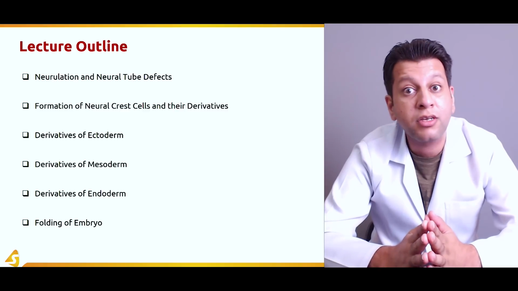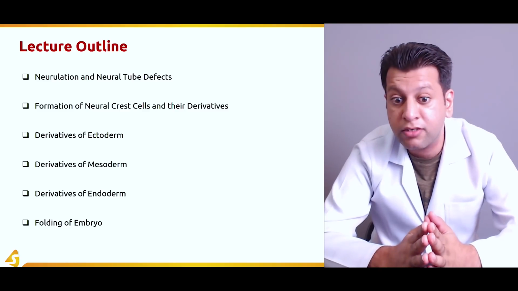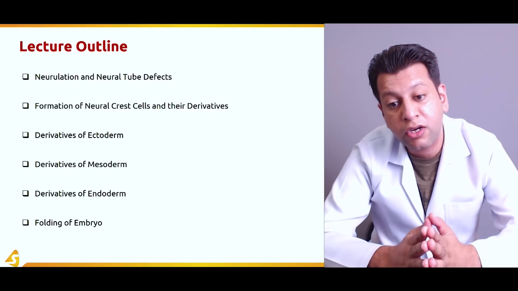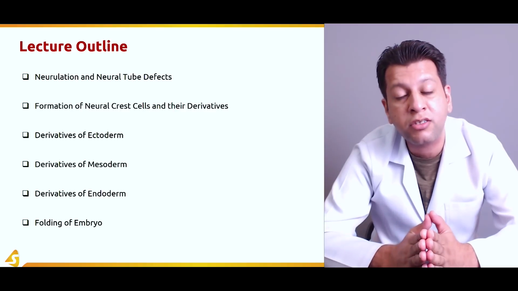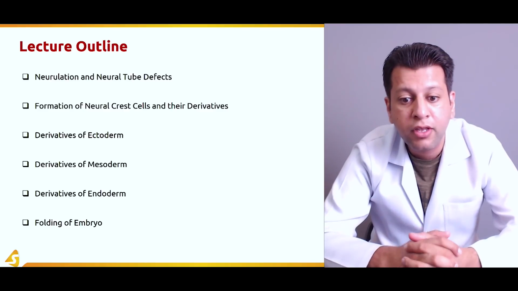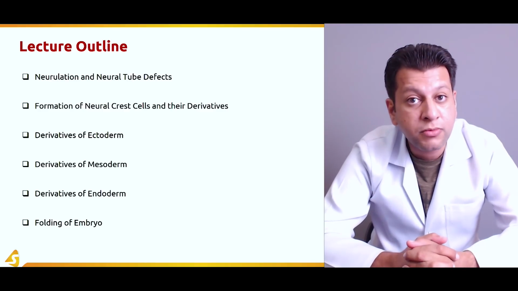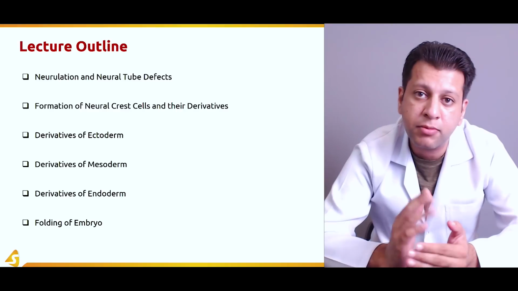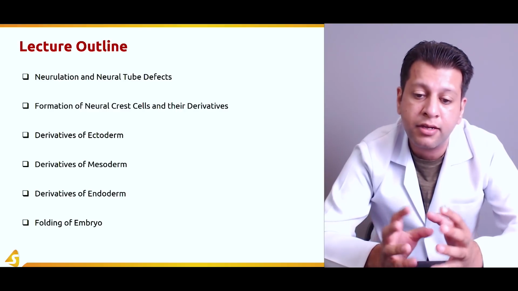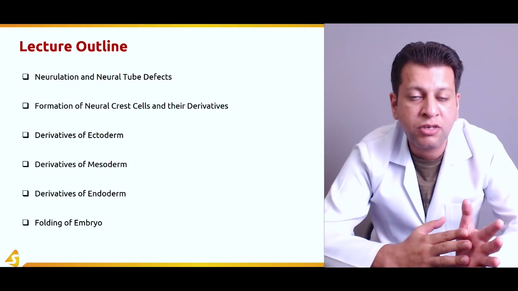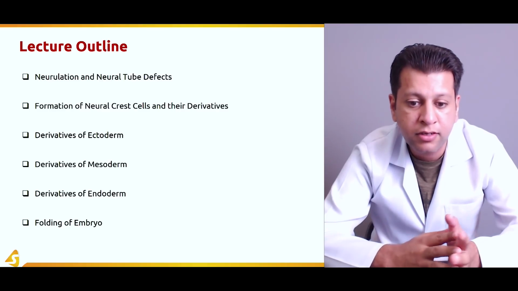So we will be discussing neurulation and neural tube defects, formation of neural crest cells and their derivatives, and how this migration of neural crest cells occurs to form different structures in adults. Derivatives of ectoderm, and what are the cells which initially form ectoderm and then how they migrate and how they arrange themselves, which later on lead to different structures in the adult.